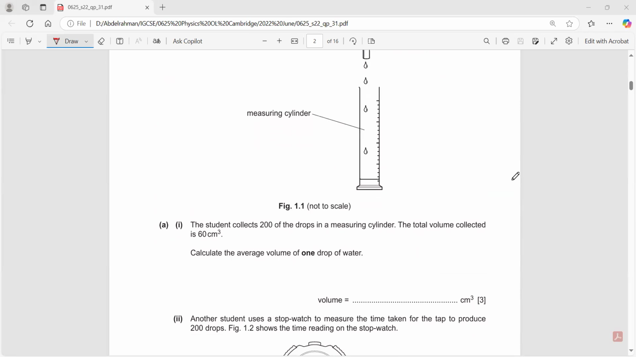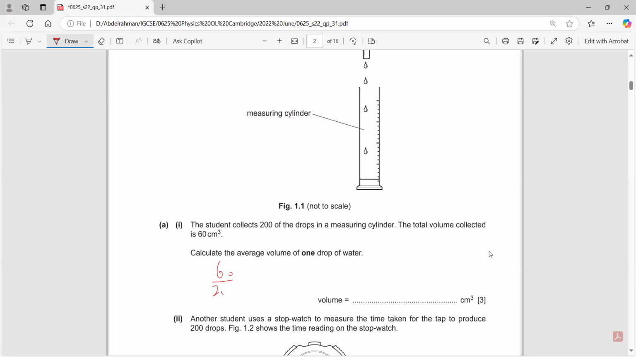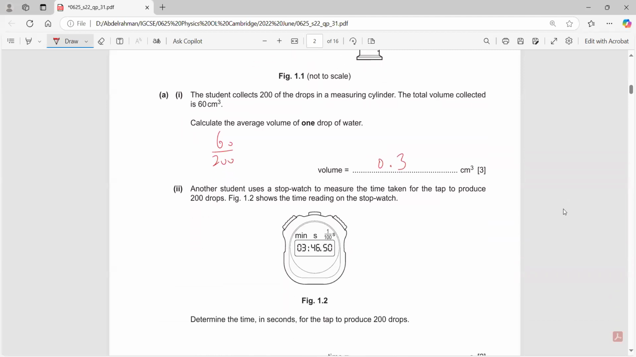How can I find the average volume? Okay, you need to divide. You need to divide the total volume by the number of drops. So basically 60 divided by 200. So the average volume of one drop would be 0.3 centimeters cubed.